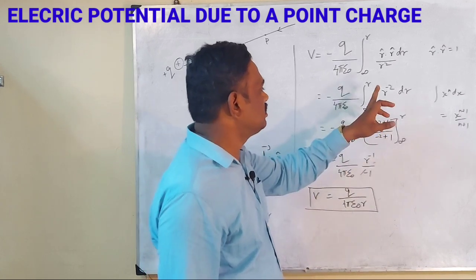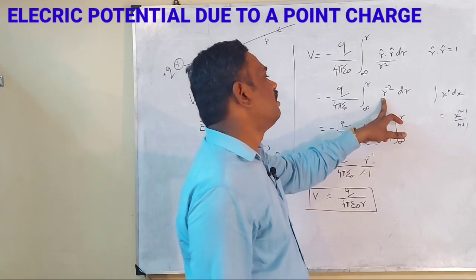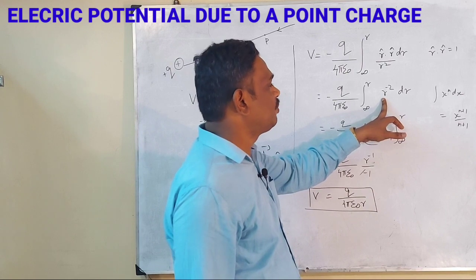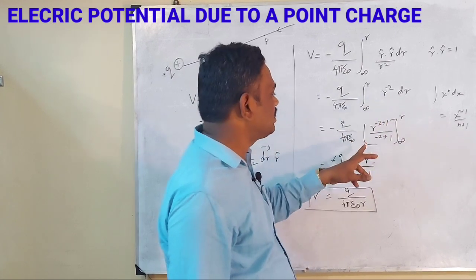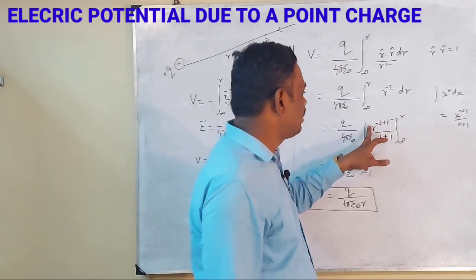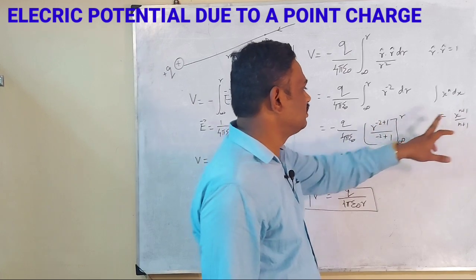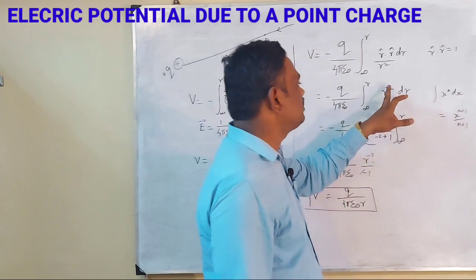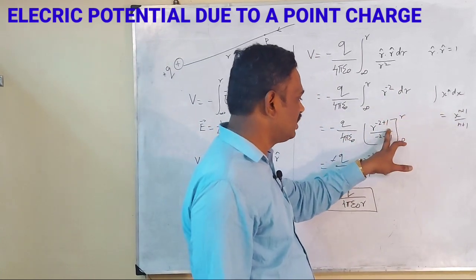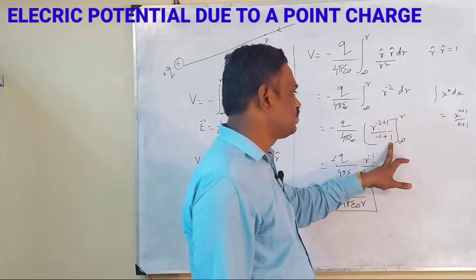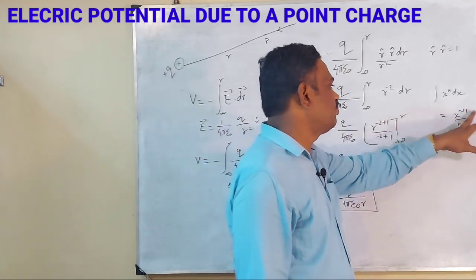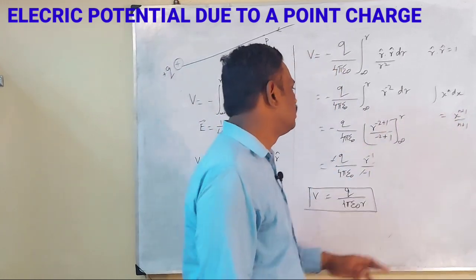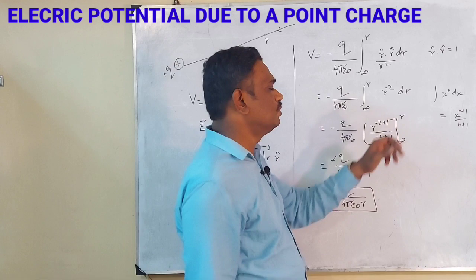Okay, when I integrate R to the power minus 2 into dr, we will get R to the power minus 2 plus 1, that is x power n plus 1. Here n is minus 2, so minus 2 plus 1 divided by minus 2 plus 1, that is x power n plus 1 divided by n plus 1, from infinity to R.